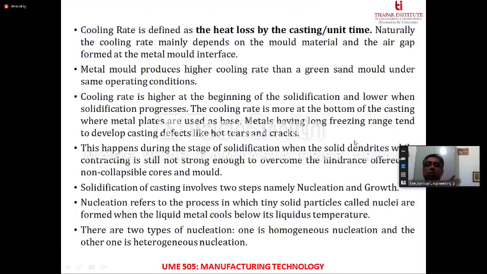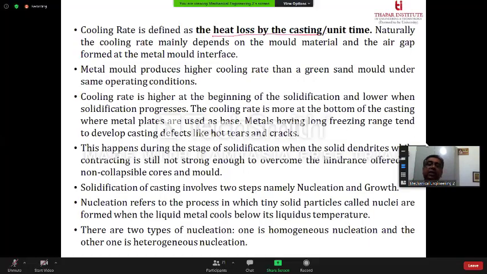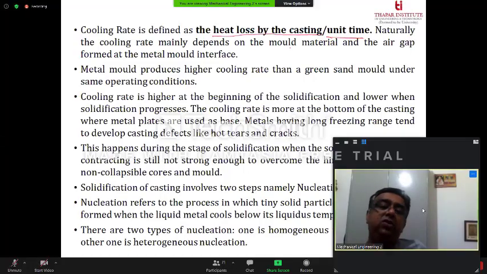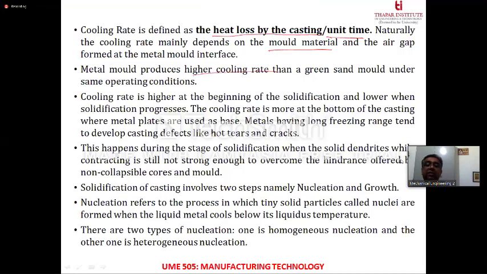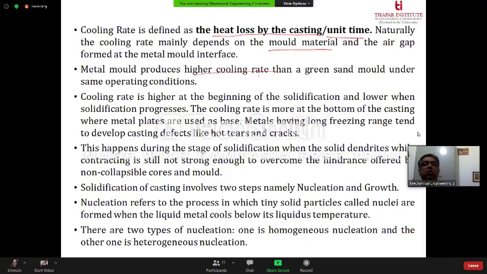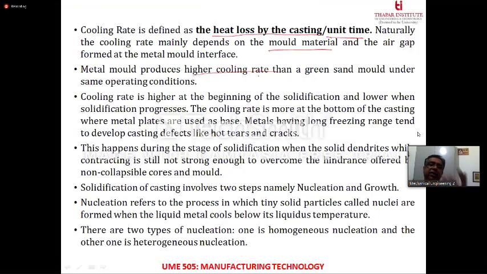So this whole concept of solidification is dependent upon the cooling rate, and the cooling rate is basically defined as the heat loss by the casting per unit time. And naturally the cooling rate depends upon the mold material. If you are using a metallic mold material, then the cooling rate will be higher as compared to a wooden mold, because metal is able to absorb heat at a faster rate, whereas the green sand mold or the wooden mold will not take that amount of heat, so the cooling rate will be lesser.